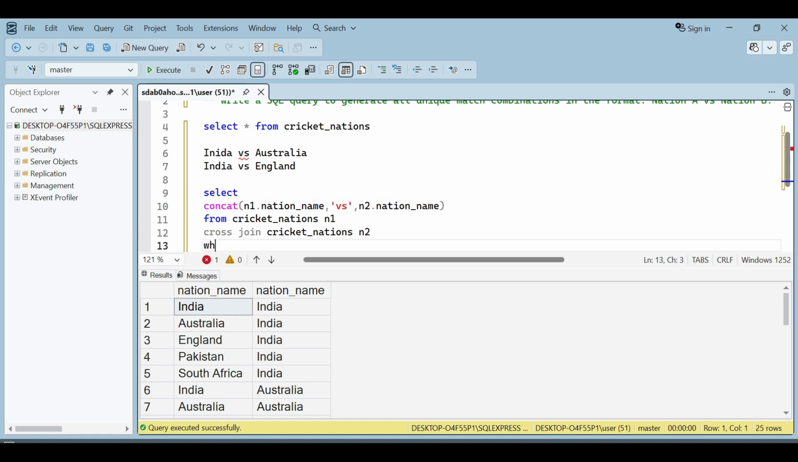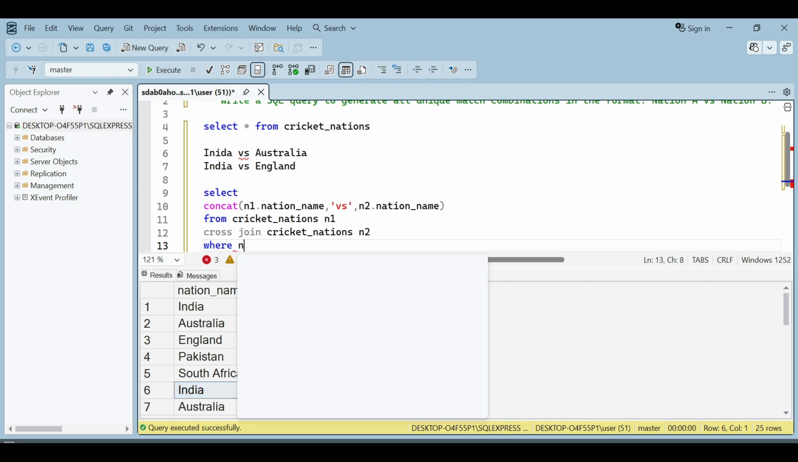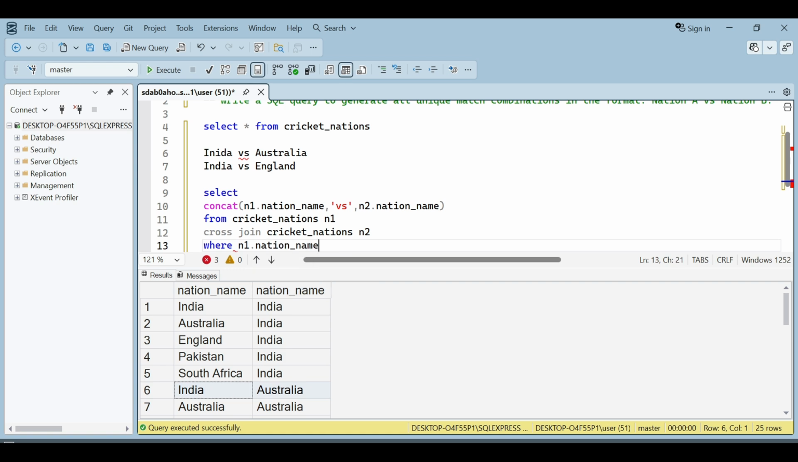We have to put the where condition, because you have to exclude such cases, right? And only pick one of the combinations of India and Australia, right? We will put the condition that we discussed, that n1.nation_name should be greater than n2.nation_name. So you can put it the other way also. You can put the less than sign also, so it will preserve only one of them.